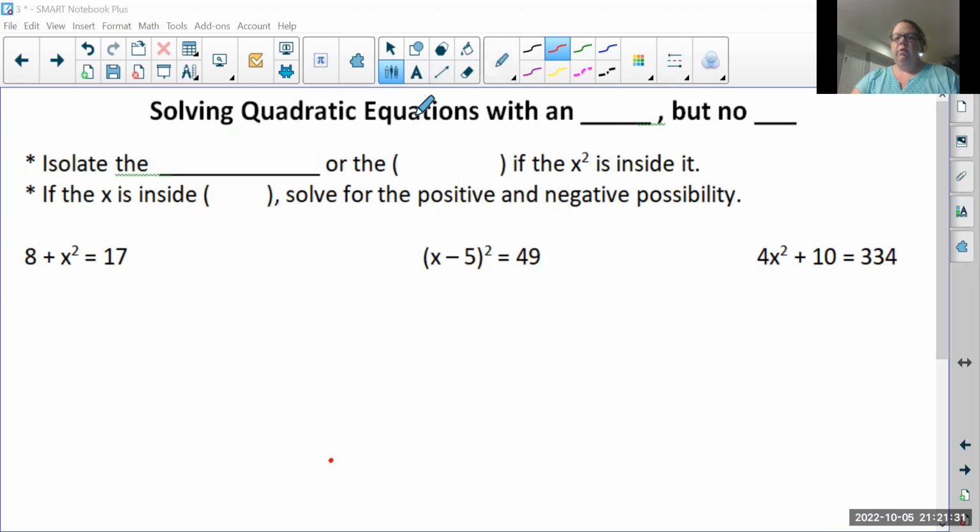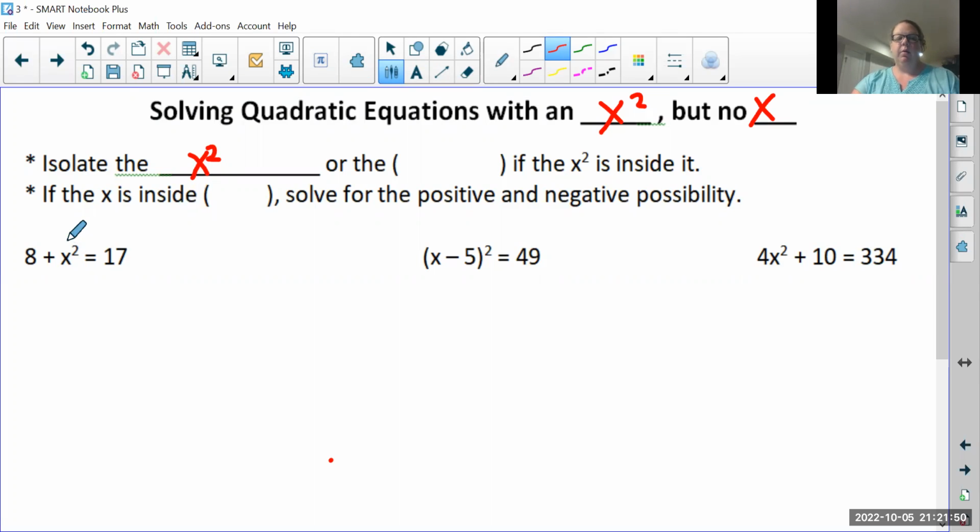So we were solving quadratic equations with an x squared and no x. For section 1, they're only the ones that have x squared in them, so it's this one and then the third one over here. The first step we're going to do is isolate the x squared. That means we need to get rid of everything else.